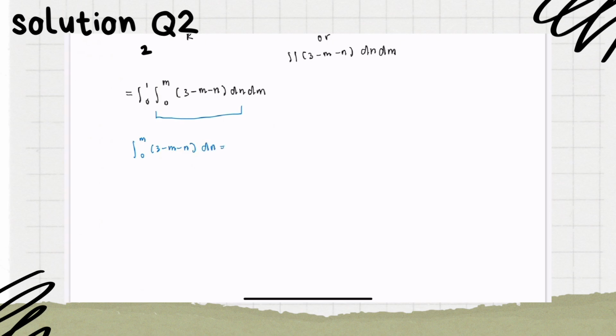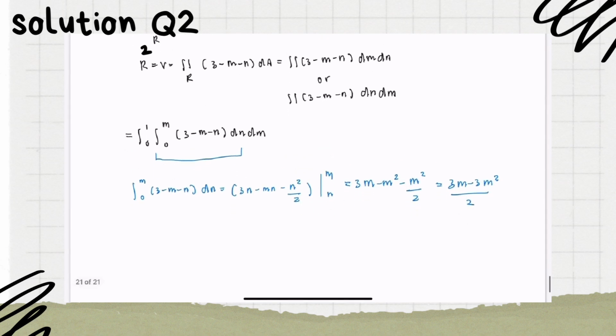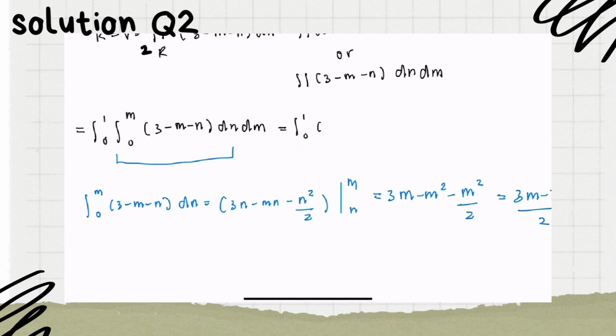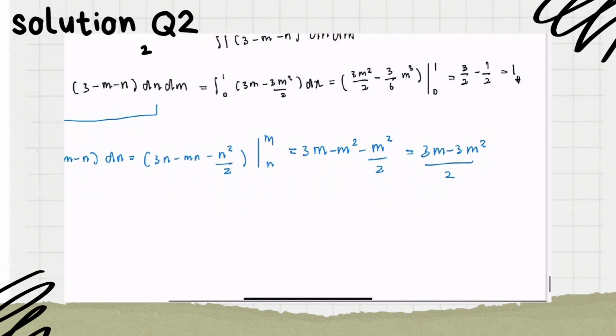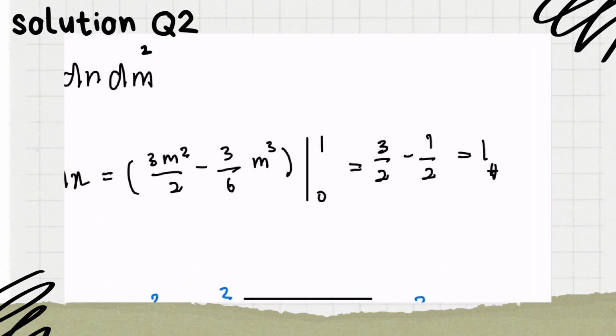the exact value. Now we're solving the integral of 3 minus m minus n dn with limits m to 0, which equals 3m minus m squared minus m squared over 2. After we integrate it, we get the final answer, 3m minus 3m squared over 2. Okay, now we have integrated the first integral. We have to integrate the second integral by substituting the new equation into the integral. Sorry for my mistake, that is not dx but dm. After integrating the second integral, we get 3 over 2 minus 1 over 2, which equals 1. Therefore, the final answer is 1.